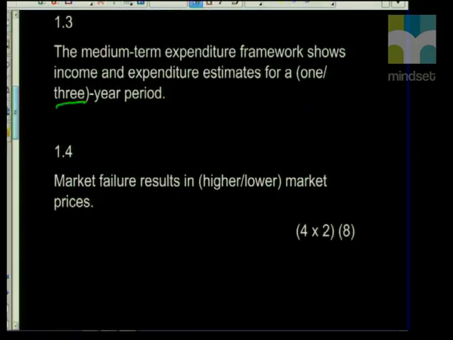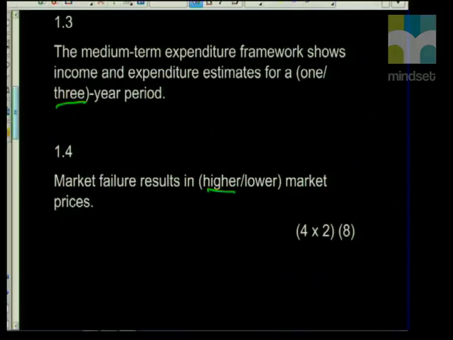Market failure results in higher or lower market prices. Is it higher market prices or lower market prices? If the market fails, then it causes us to have a problem of higher prices in the market. So we must avoid by all means a situation of markets failing. But as we continue with our learning, we will realize that we have situations like that, where we have market failure, and what causes these market failures and so on.